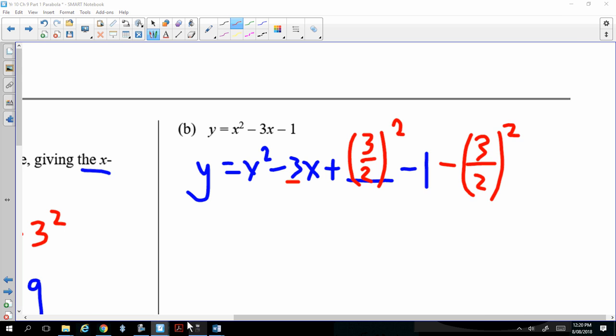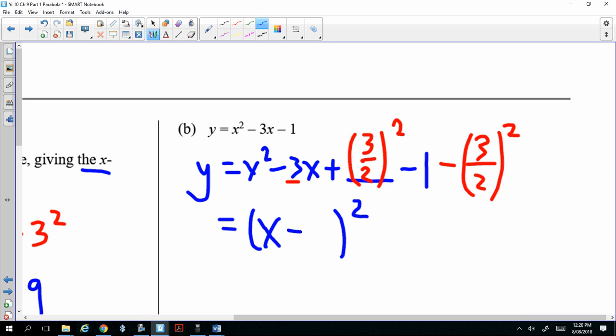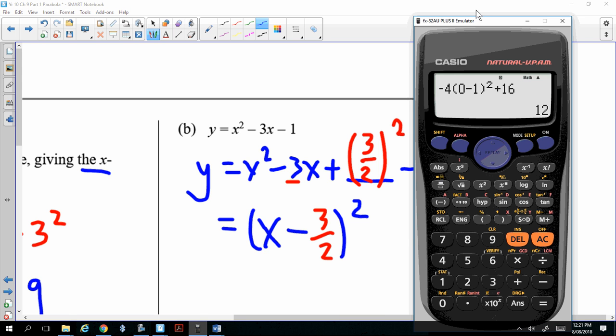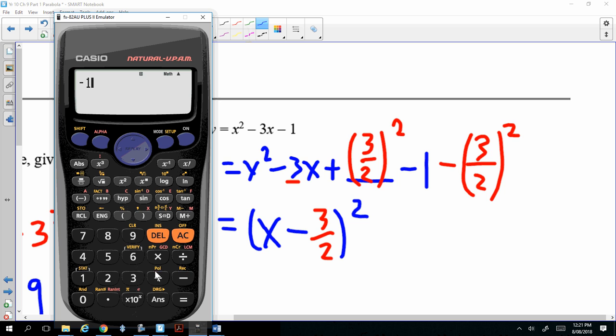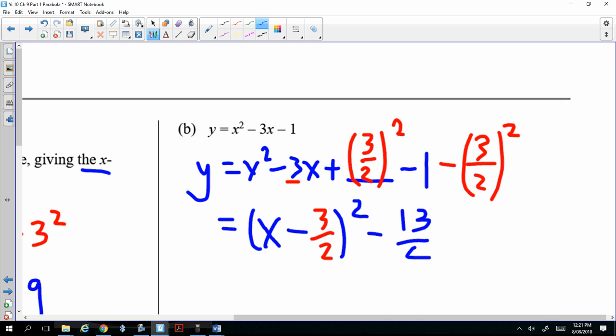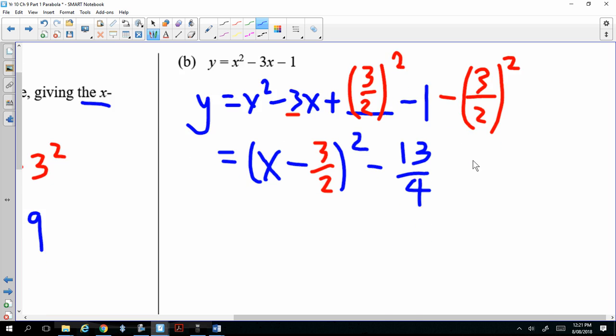Okay, good. So continuing on, you'll get x squared by x minus the 3/2 that you found earlier. And then you have to do the rest on your calculator. Do -1 minus bracket fraction 3/2 squared. What do you get? -13/4. Like that. Or if you want it in decimal, it's okay. You can write x minus 1.5 squared minus, is that 3.25? Is that what it is?